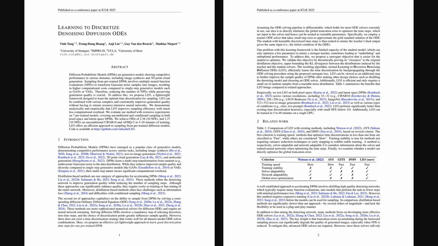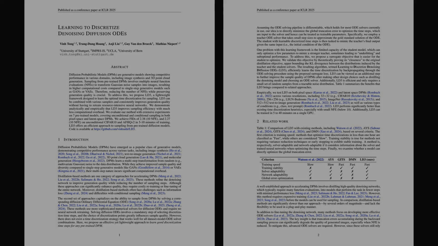Alright, so we're looking at an interesting ICLR conference paper titled Learning to Discretize Denoising Diffusion ODEs, published just over 3 months ago, back in January. This paper tackles the slow sampling speed of diffusion probabilistic models, or DPMs. They introduce LD3 to learn better time steps for the underlying ODE solver, reducing costly neural function evaluations.